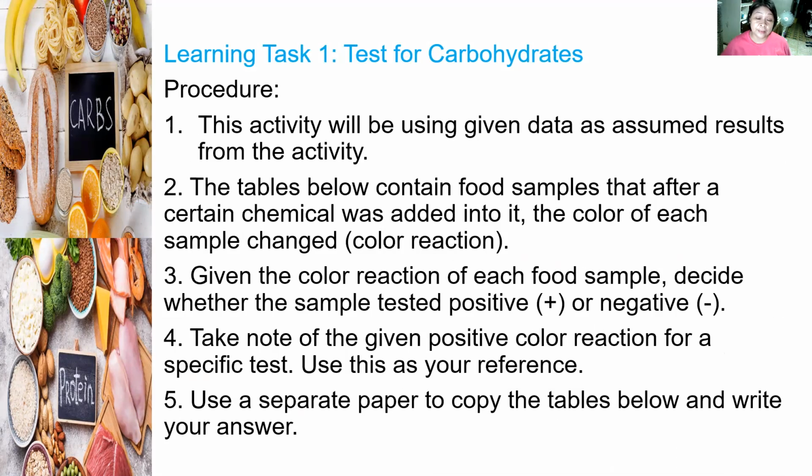For this activity learning task, here is the procedure. This activity will be using given data as assumed results from the activity. The tables below contain food samples that, after a certain chemical was added into it, the color of each sample changed, or color reaction. Given the color reaction of each food sample, decide whether the sample tested positive or negative. Take note of the given positive color reaction for a specific test. Use this as your reference.